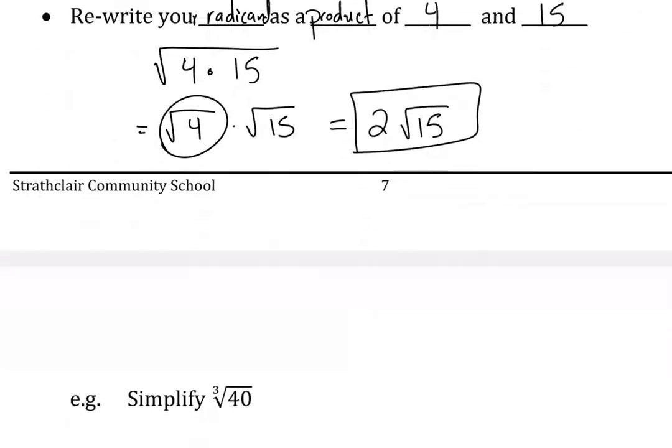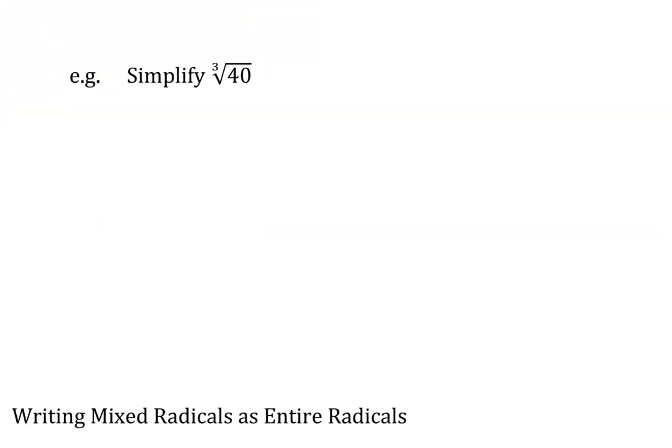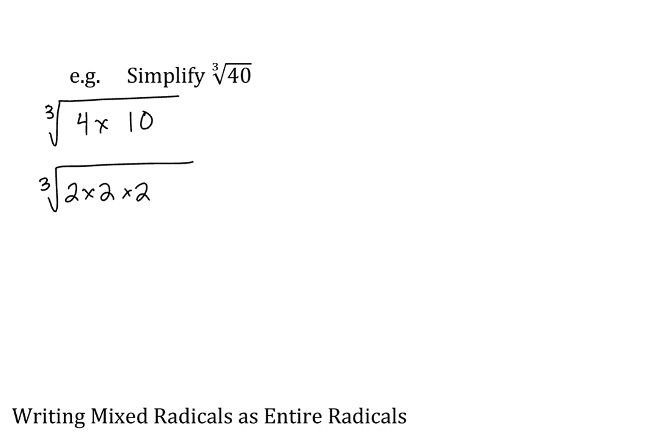Okay, now let's bring out the big guns here. Simplify the third root of 40. So we can do the prime factorization. That means write out all the prime factors. If I'm going to say the third root of 40, how do I get to 40? I can take a few steps. 40 is just 4 times 10. Now I can simplify this even further. 4 is 2 times 2. And 10 is 2 times 5.